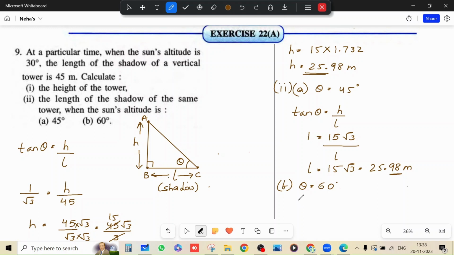The second case is when the value of theta is equal to 60 degrees. So tan 60 degree is equal to root 3. The height of the tower we already have found out, that is 15 root 3. For now I'm not taking this value because root 3 will get cancelled out. So I'm just taking 15 root 3 now, and this is divided by L. So from this the value of L will be equal to 15 root 3 divided by root 3. Root 3 and root 3 will get cancelled out, and this is equal to 15 meters. So the length of the shadow in the second case would be equal to 15 meters.